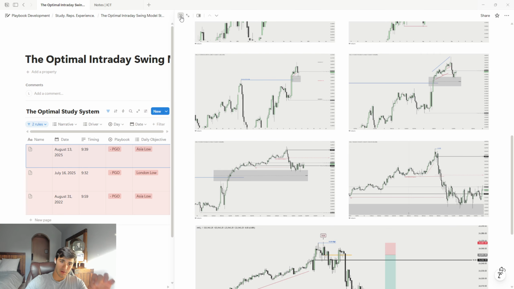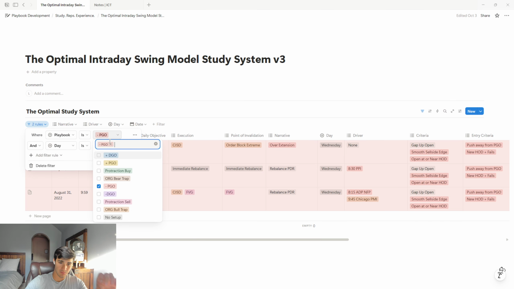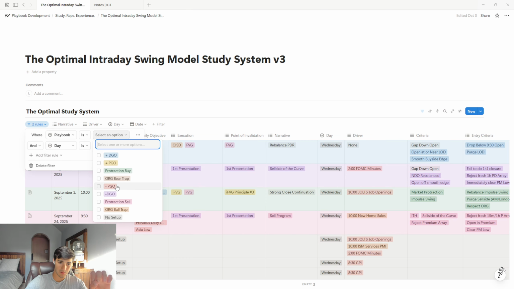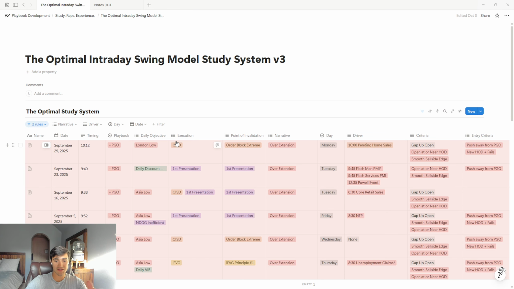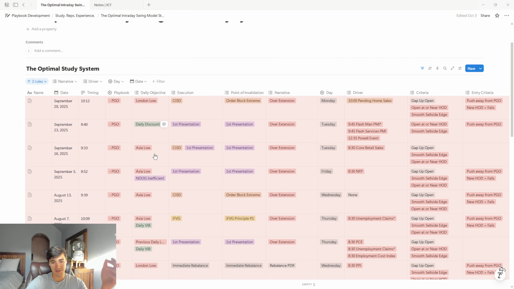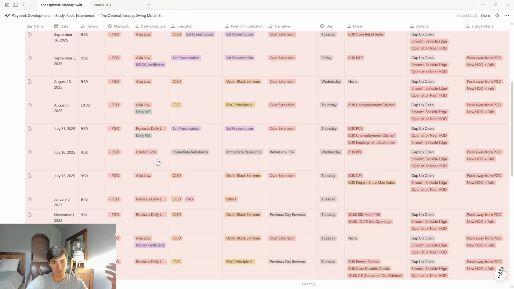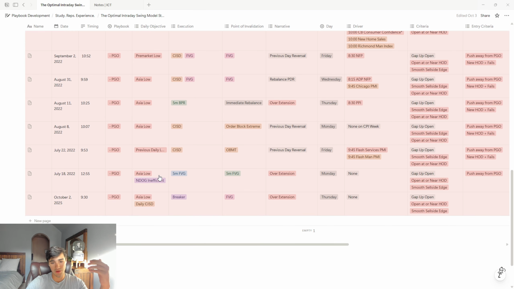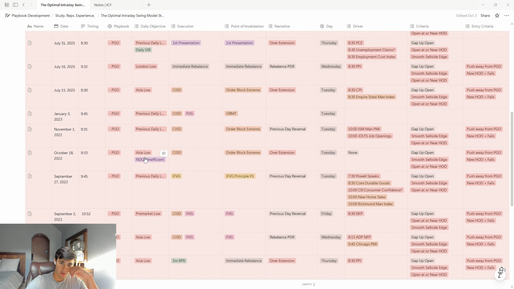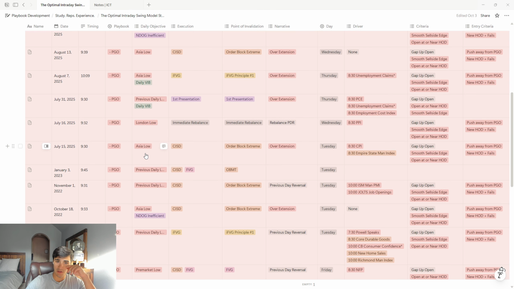And if you look at all the examples of my bearish premium gap opening setup, remove this filter right here, you will see that the daily objective is what? Asia low, Asia low, Asia low, Asia low. And the examples that I have recorded as previous daily low, those days also delivered Asia low.